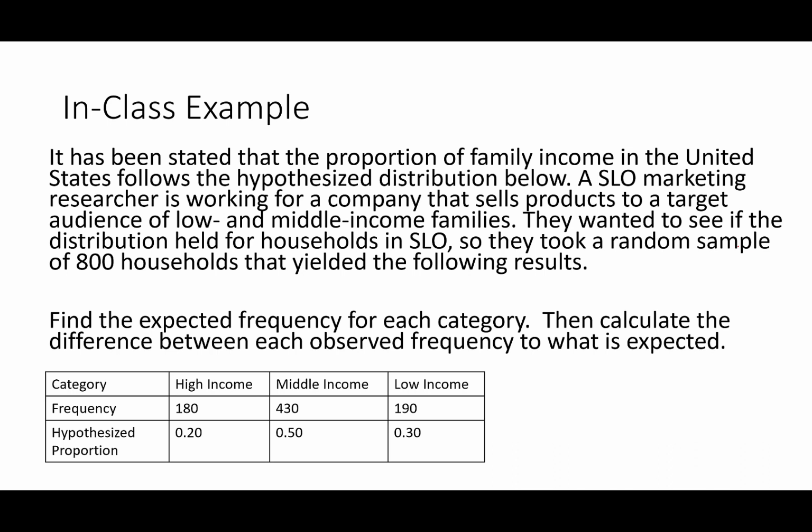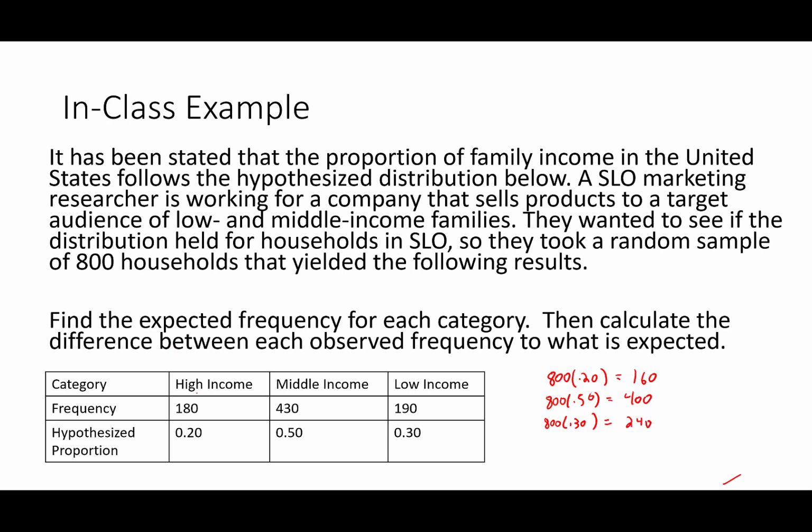So what we can do is find the expected frequency for each category based on our sample. In this case, we observed 800 observations. We expected 20% to be high income, and we would end up with 160. We do the same thing for middle income. We observed 800 observations. We expected 50% to be middle. That's where we ended up with that 400. And lastly, we did the same thing for low income. We observed 800. We expected 30%, and we end up with 240.